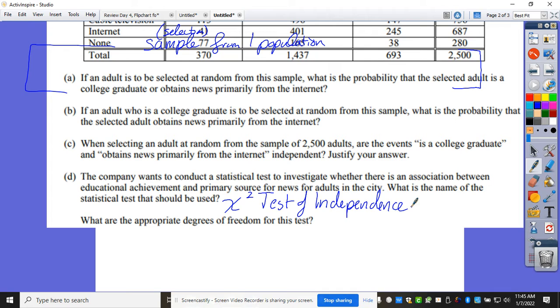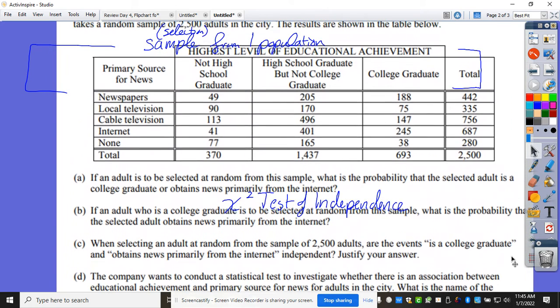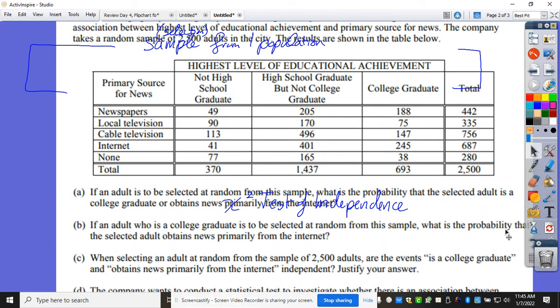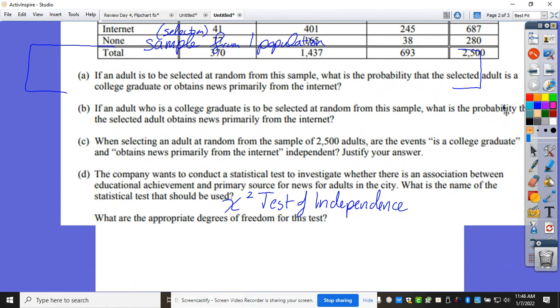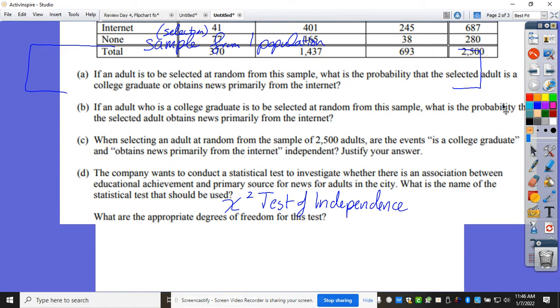What would it look like if it were a chi-square test of homogeneity? We would have had to do what instead? Two or more. So like I took a random sample of 370 non-high school graduates. Then separately, I took a random sample of 1,437 this, and then so forth. So it would take separate random samples of each of the populations.